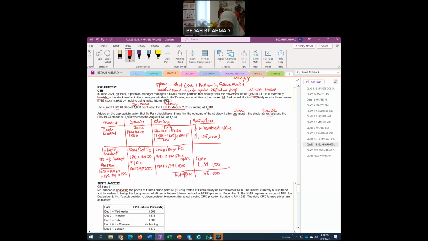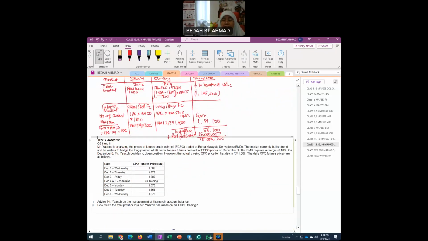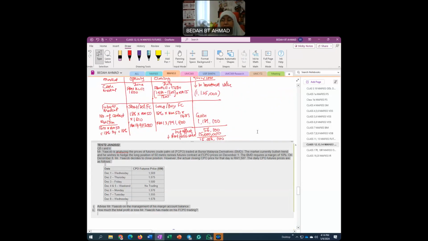So that is 56,100. So 1,181,100 minus 1,125,000 is 56,100. Okay, plus with the portfolio value 15 million. Okay, so the total portfolio investment is 15,056,100. So this is the total investment value.